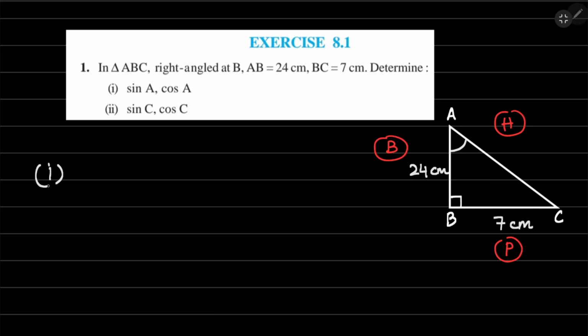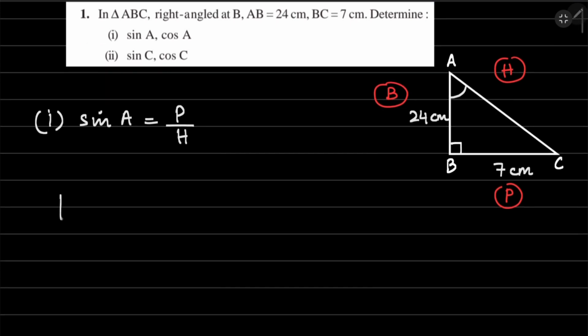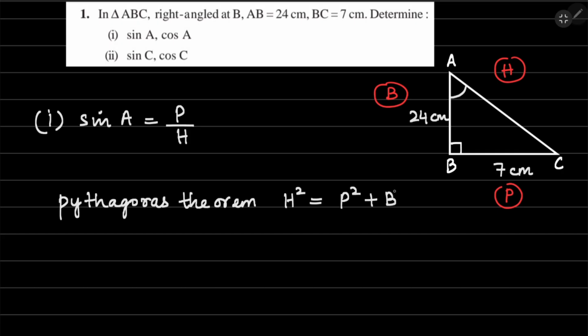So for calculating sin A, what is the formula? What is the ratio? It is P by H, perpendicular by hypotenuse. But we don't know the hypotenuse. So let's calculate the hypotenuse using the Pythagoras theorem. We know h square equal to p square plus b square. What is p square? It is 7 square, BC, plus what is your base AB? That is 24 square.